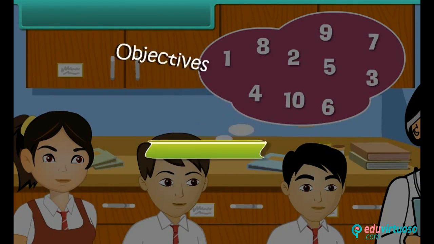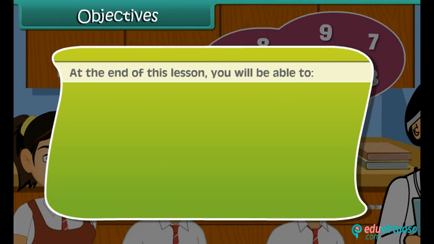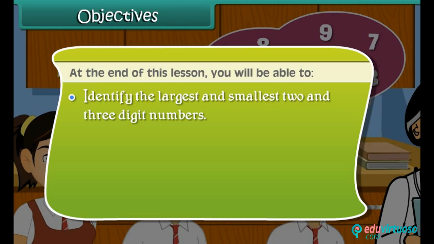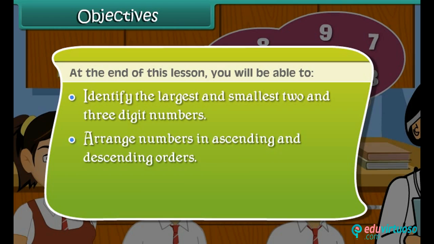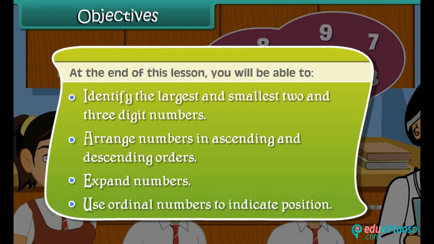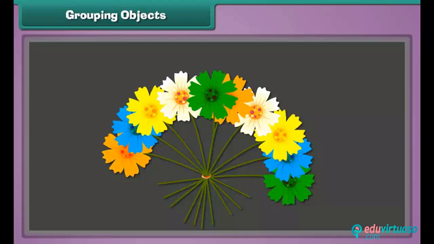Objectives. At the end of this lesson, you will be able to identify the largest and smallest 2- and 3-digit numbers. Arrange numbers in ascending and descending orders. Expand numbers. Use ordinal numbers to indicate position.